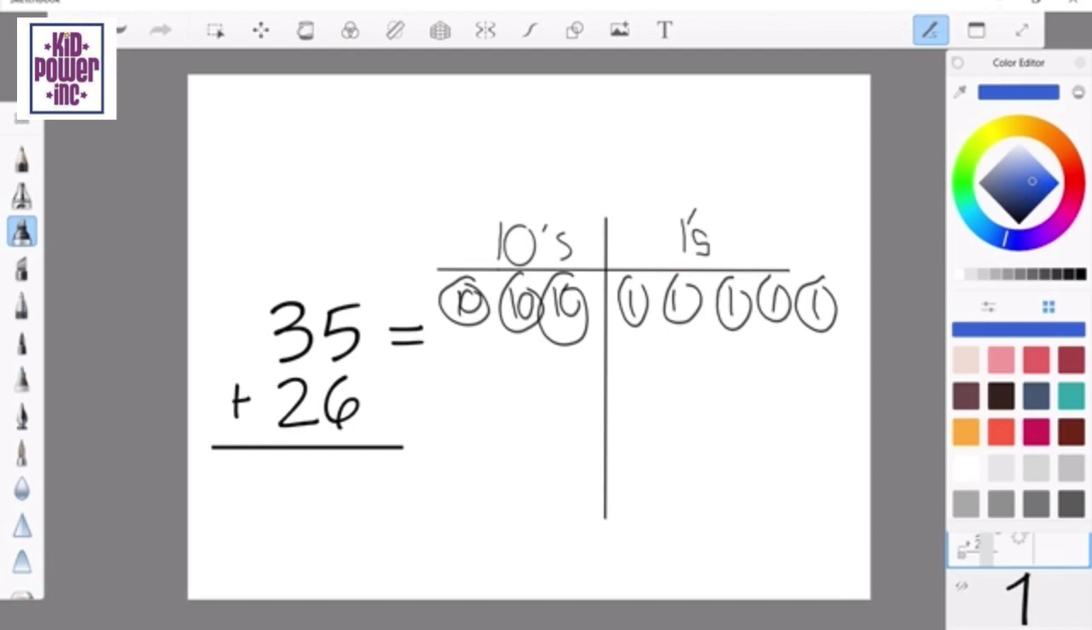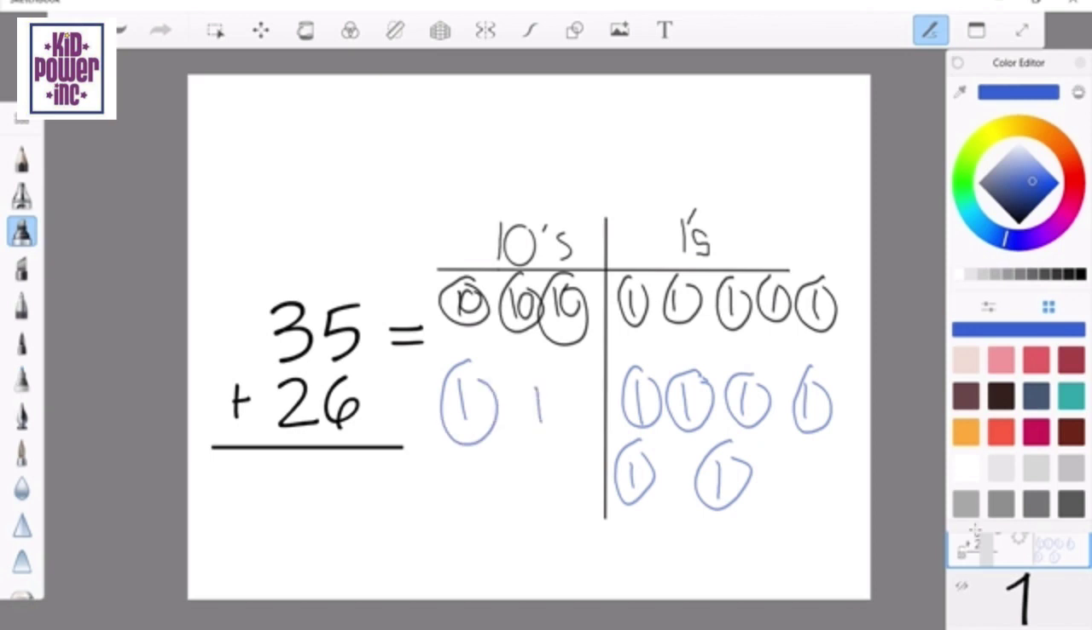So let's write in the 6 ones discs. We have 1, 2, 3, 4, 5, 6. And then we have 2 tens discs. 1, 2. So let's count up the total number of discs we have in the ones column. We have 1, 2, 3, 4, 5, 6, 7, 8, 9, 10, 11.